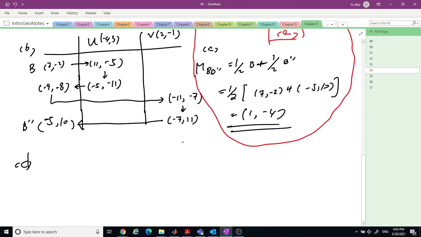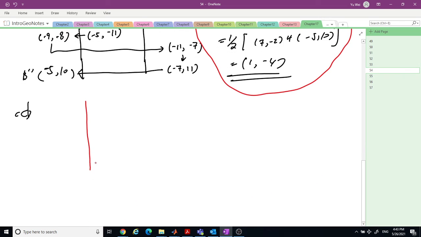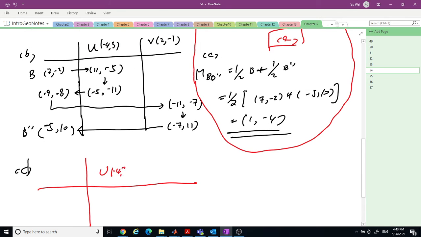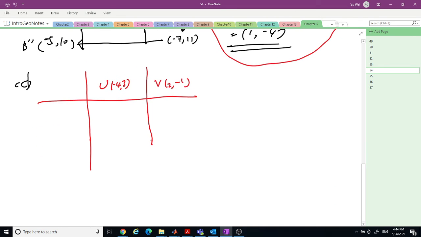Now the final part is D, where we want to do the same thing again. U is (-4, 3), and V is (2, -1). Let's do any arbitrary point. Let's say the point is (a, b). Then converting here is a plus 4 and b minus 3.